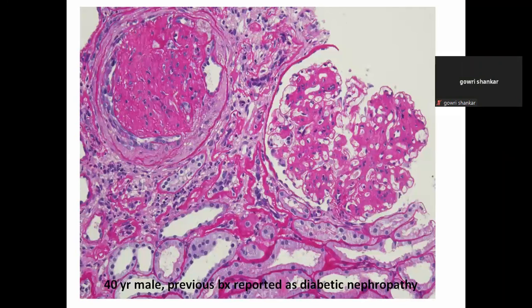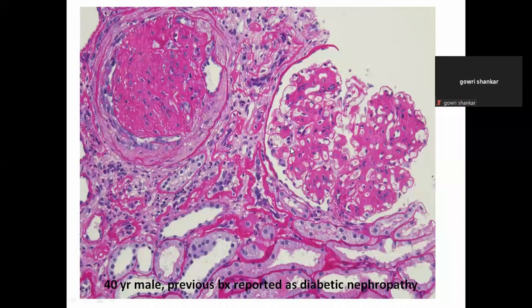Okay, now these are the last few slides. So just see this glomerulus. This patient is a 40-year-old male, and the previous biopsy was reported as diabetic nephropathy. This patient has a long history of diabetes over the last maybe 10, 15 years. And morphologically, it was looking like actually nothing against diabetes.